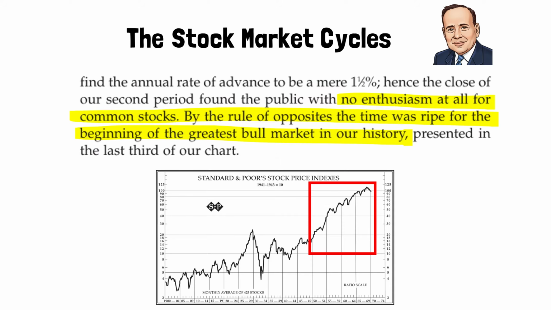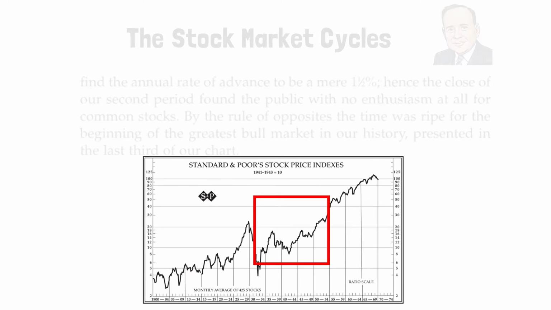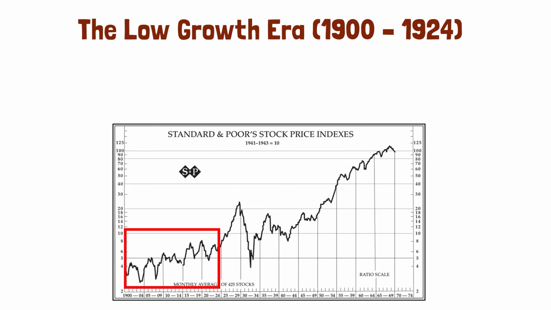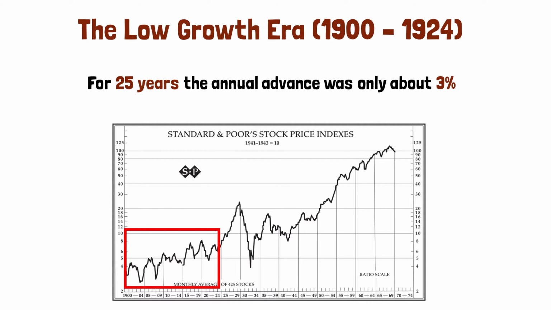Let's break down what this historical diagram truly means. Graham noticed three distinct market patterns, each roughly covering a quarter of a century. The low growth era from the 1900s to 1924. For 25 years, the annual advance was only about 3%. This was a modest, almost tedious return characterized by regular, short cycles. It certainly didn't create massive public excitement.